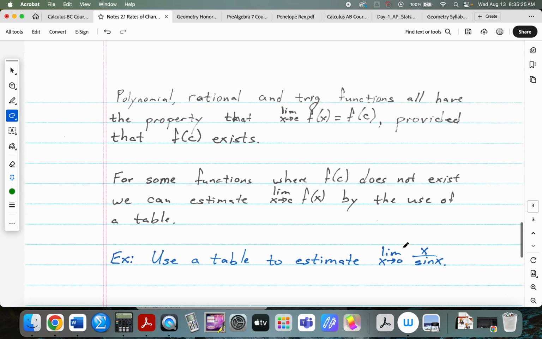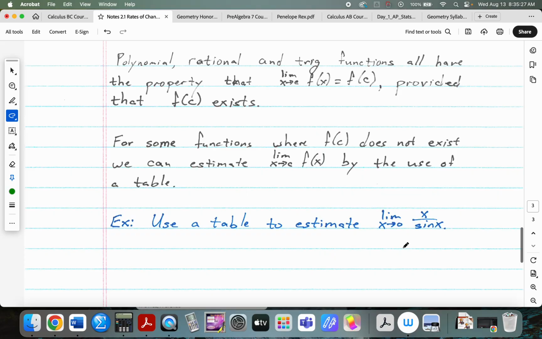All right. So, polynomial, rational, and trig functions all have the property that the limit as x approaches c of f of x is equal to f of c, provided that f of c exists. Any place where those functions exist, the limit as x approaches c and f of c are the same thing, which is why we use that a lot of times to find a limit. It's just you can't use it all the time. The more interesting ones is where you can't use it.